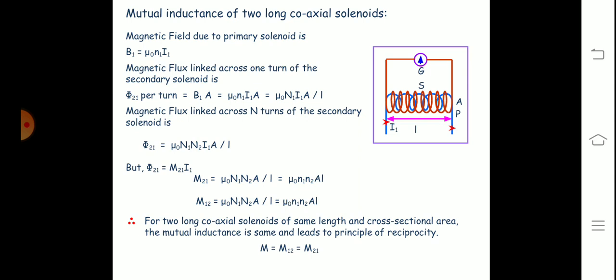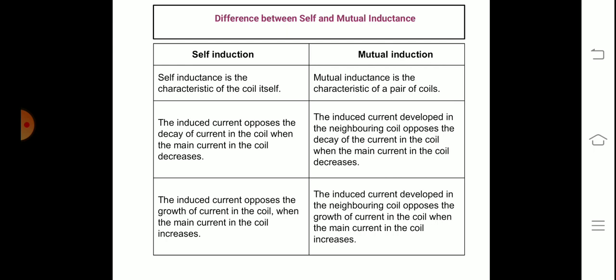Again, on comparing phi is equal to Mi, we will get this expression, M is equal to mu0 N1 N2 A by L, or this can be replaced by mu0 n1 n2 A L, where small n1 and n2 are the number of turns per unit length. For two long coaxial solenoids of the same length and cross-sectional area, the mutual inductance is the same, and this leads to the principle of reciprocity. So it will give you M is equal to M12, or it is equal to M21. So hope you will understand these two terms.